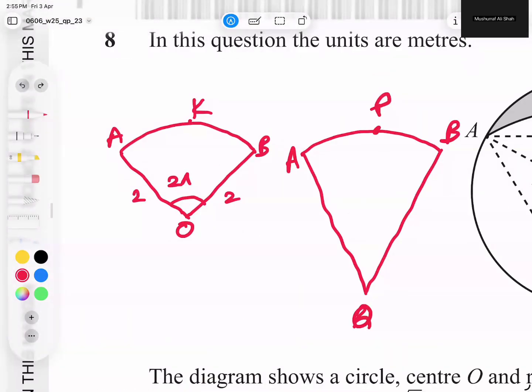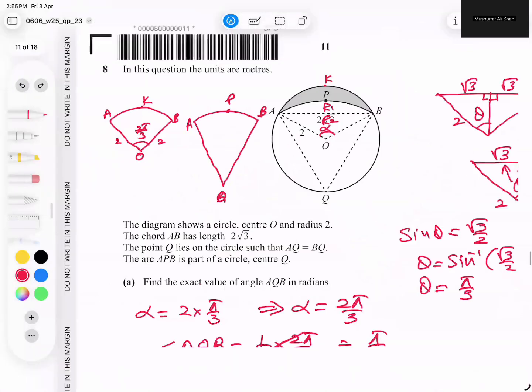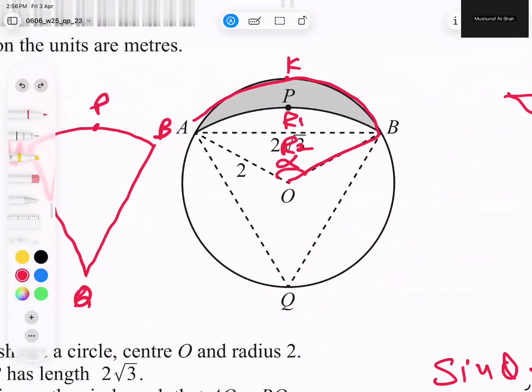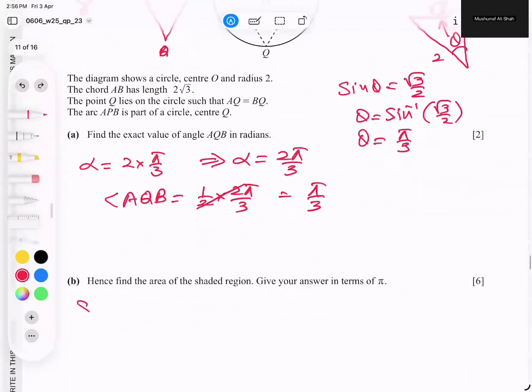If you're not understanding, let me write again and explain how I got it. Check it, the center at O and this angle is alpha, and alpha I just got below as 2 pi by 3. I think you're understanding how. So what is my planning again? From the sector, subtract R1 and subtract R2. So I'm going to do this action. Let's start. So the shaded area, the plan is sector area minus R1 minus R2.